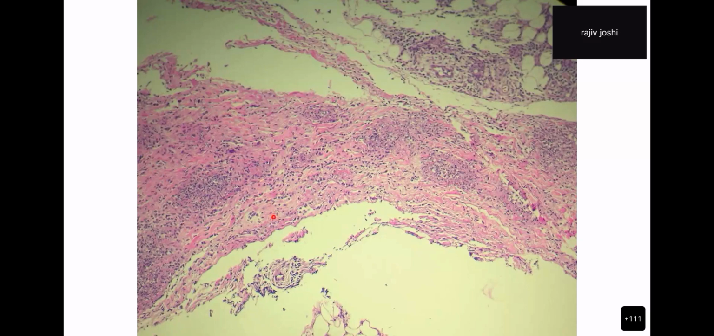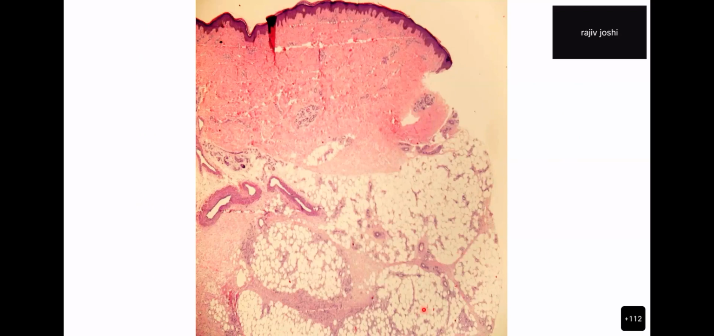You see how thick the fibrous septae are, and you get foci of neutrophils. This is a well-developed erythema nodosum with very thick fibrous septae, and focally you have histiocytes. And in the late stage, you get angioplasia and gradual fibrosis of the subcutaneous fat. You can get angioplasia within the thickened fibrous septae.